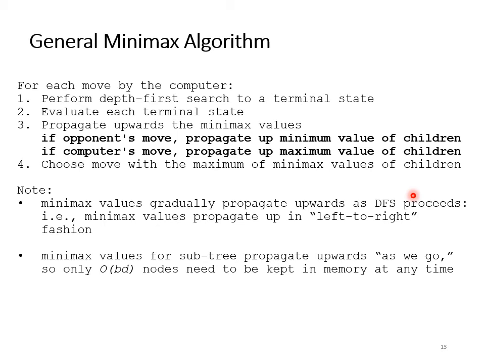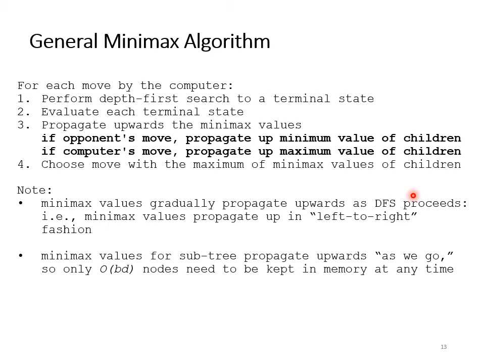You have to follow this procedure to perform any example of the minimax algorithm. So for each move by the computer, first of all perform depth first search to a terminal state. Then evaluate each terminal state, then propagate upward the minimax value. If opponent move, propagate the minimum value of the children. If computer move, propagate the maximum value of children. You have to do this at every step. For the opponent's steps you have to take the minimum value, and for the computer's state you have to take the maximum value.